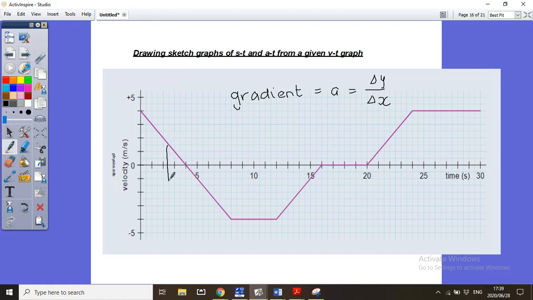Now, if I go and get the gradient here, you can see that the gradient is negative. The gradient was negative there where the object was slowing down. The gradient is still negative here where the object is speeding up. So please do not always assume that if there's a negative gradient, the object is slowing down. That is not true, as you can see clearly here. So here we have a negative acceleration. This bit here, we're going to have a 0 acceleration because the velocity stays constant.